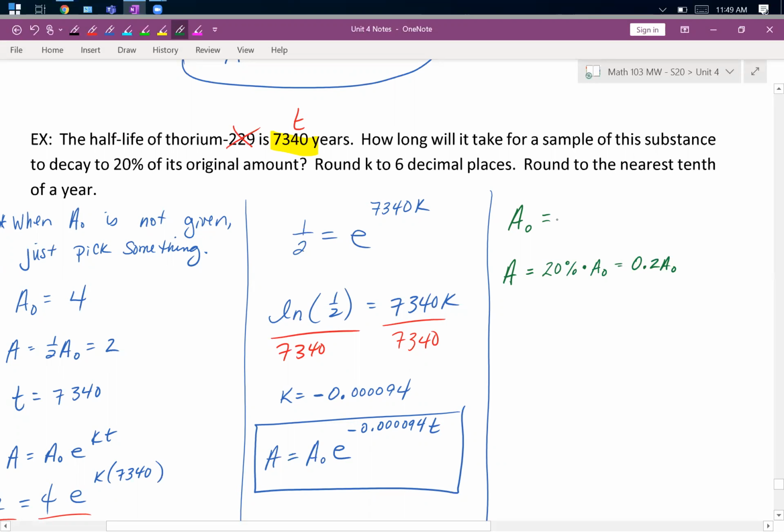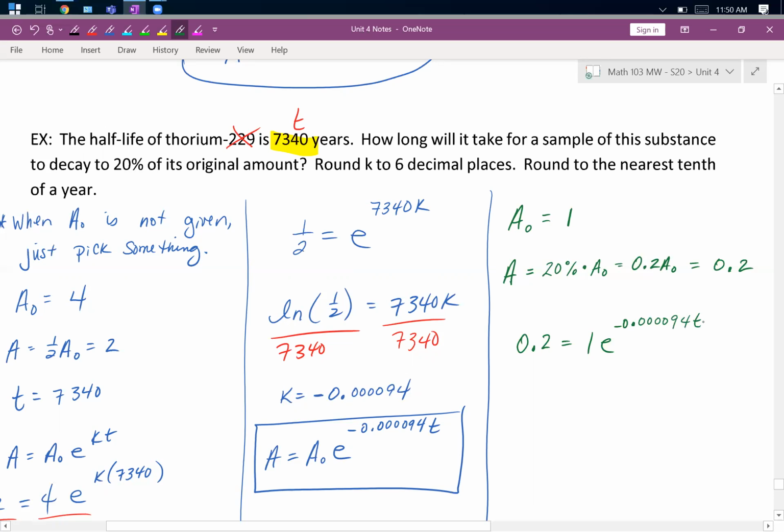And Anthony, let me just show you why I would choose 1. Because you're going to choose 5 and 1, and then when you divide, you're going to get the fraction 1/5. But if you always choose your a sub 0 to be 1, 20% of that is 0.2. And now when we plug it into our equation, we don't have that extra step of division because we have a 1 right next to the e.